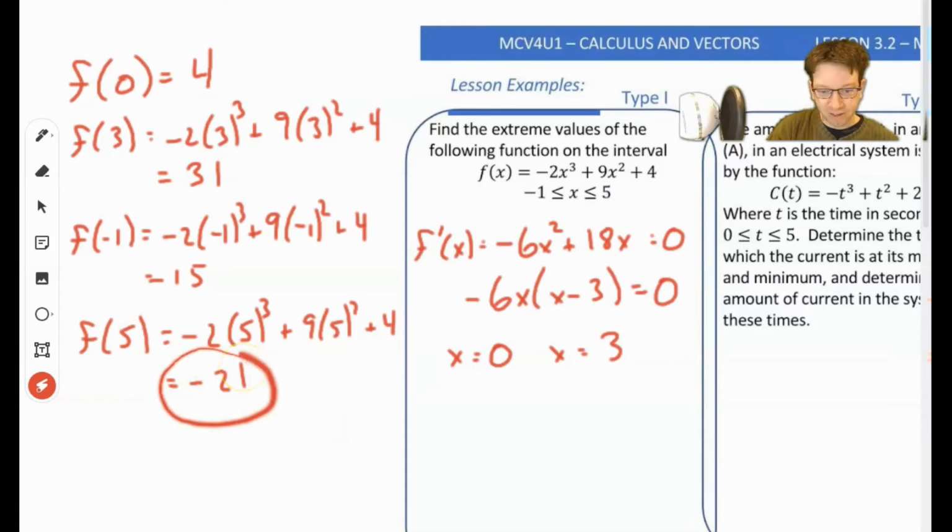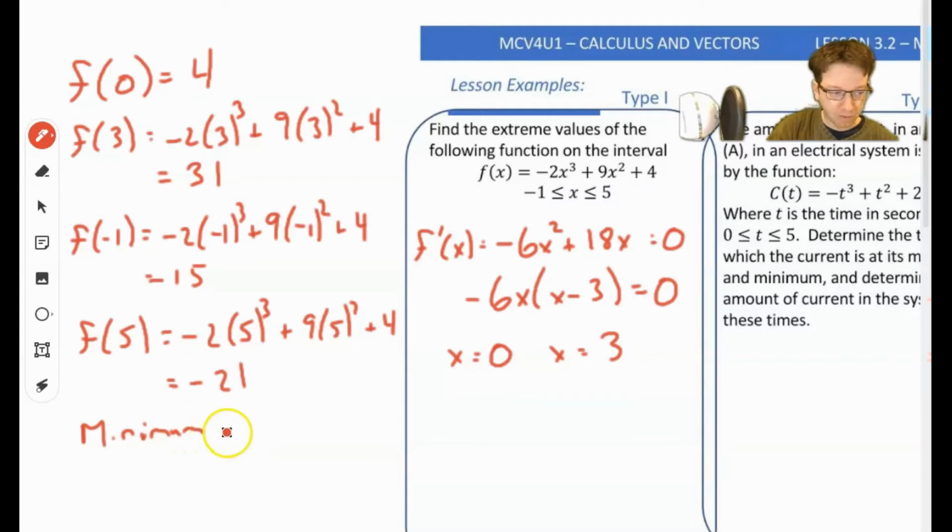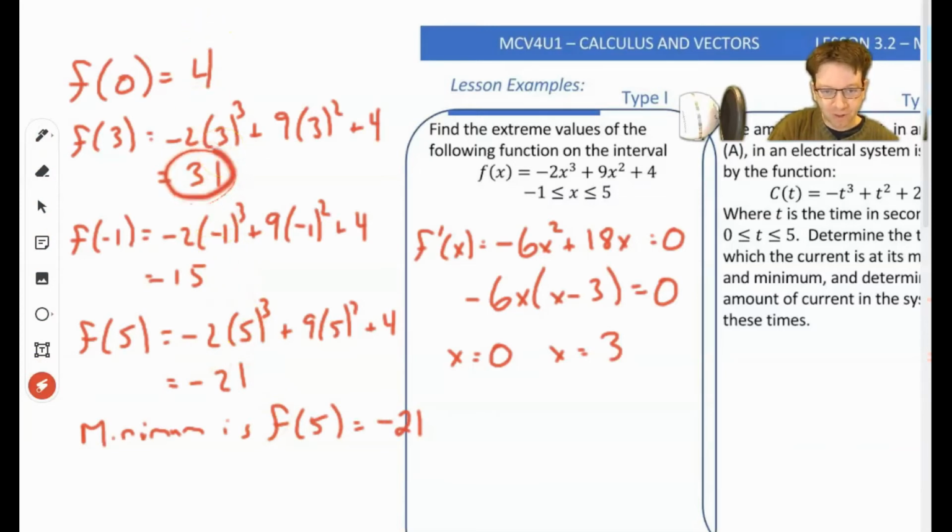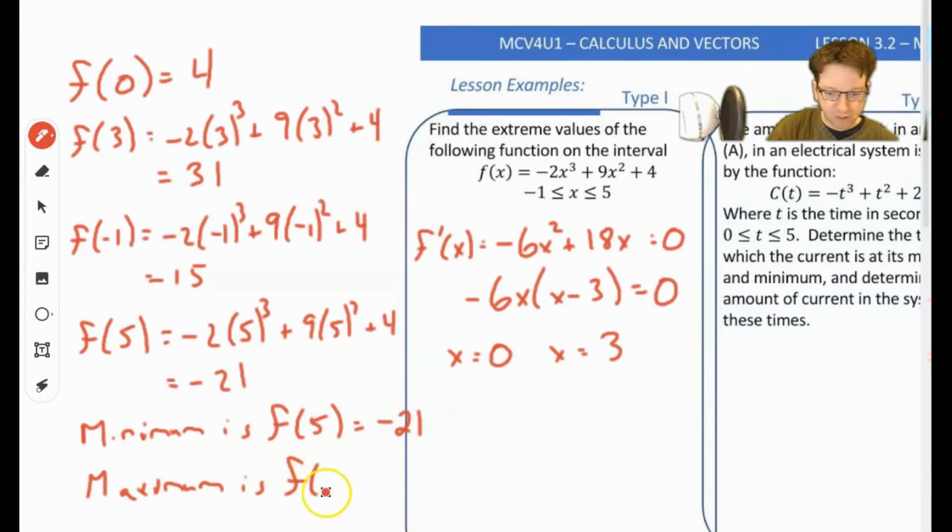All right, so what is the minimum point? That would be this one right here. That's the lowest point on our graph. So the minimum is at f at 5, which equals -21. And what's our maxima? That would be this point here, which is where one of our slopes was 0. So the maxima is f at 3, which was 31.